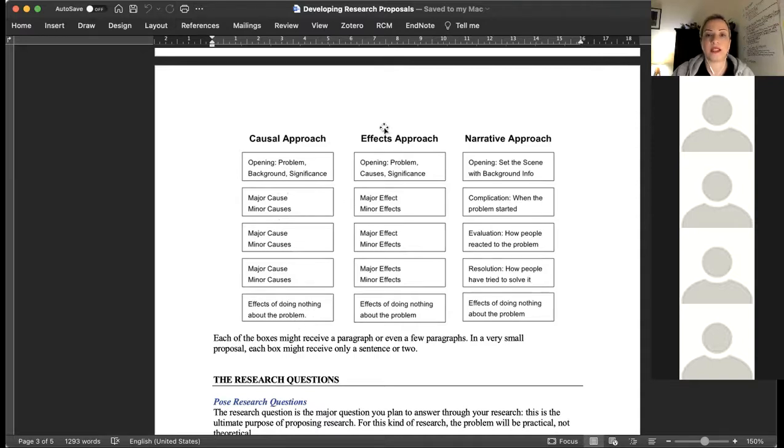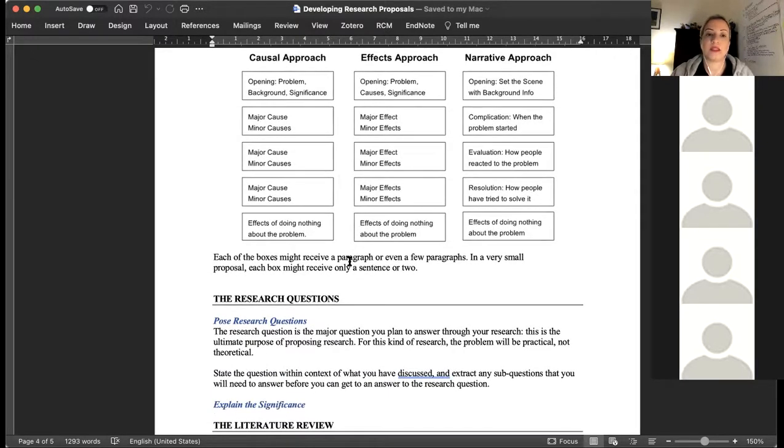When you're taking the effects approach, open up with the problem, the causes, the significance, talk about the major effects and the minor effects, and the effects of doing nothing about the problem. However, with the narrative approach, you set the scene with some background information, you write about the complication, when the problem started, evaluation, how people reacted to the problem, resolution, how people have tried to solve it, effects of doing nothing about the problem. So it depends on what your project is and what you are trying to fix.